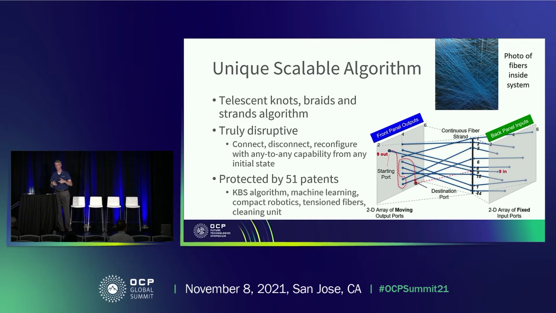And so as you're doing that, if you make a new connection, you want to make sure that the robot's not going to create a crossing or a knot in the system. So that's our algorithm that really allows the robot to find a path around all the other fibers, so the fibers never touch and never cross back on themselves to make a knot. And that's protected by about 50 patents, and that's what we call our KBS algorithm.